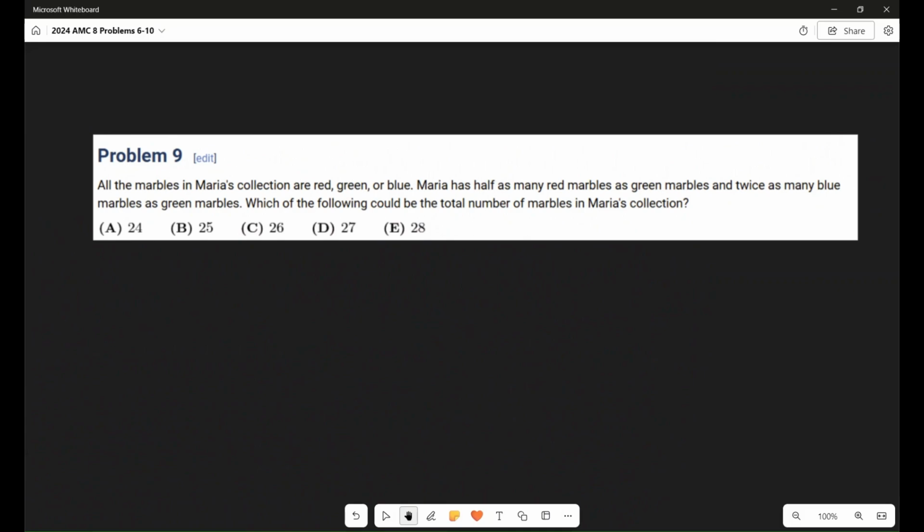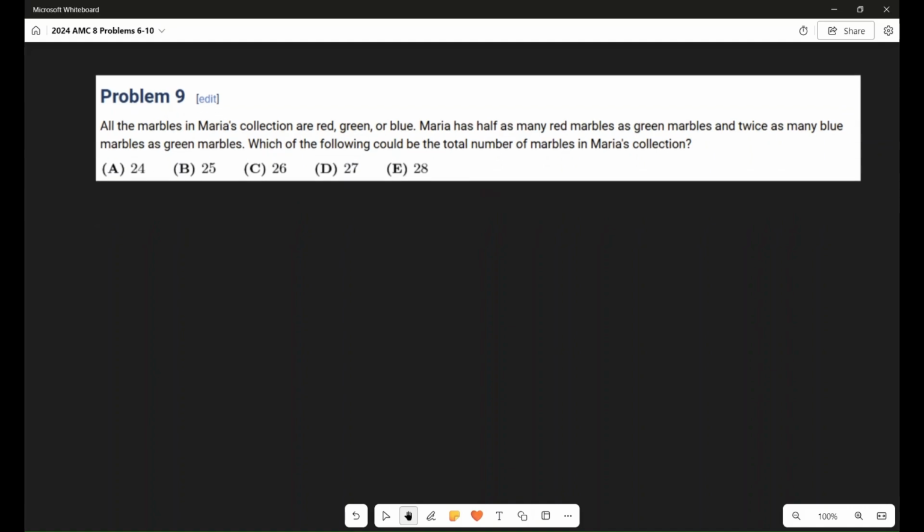Problem 9. All the marbles in Maria's collection are red, green, or blue. Maria has half as many red marbles as green marbles and twice as many blue marbles as green marbles. Which of the following could be the total number of marbles in Maria's collection?